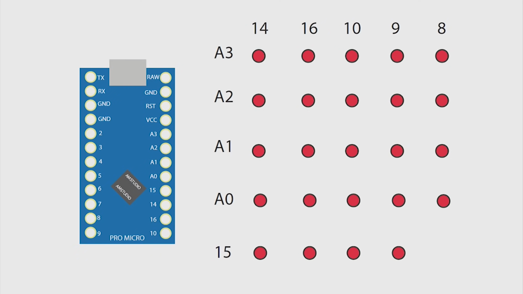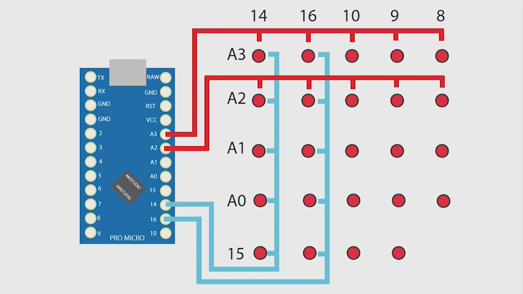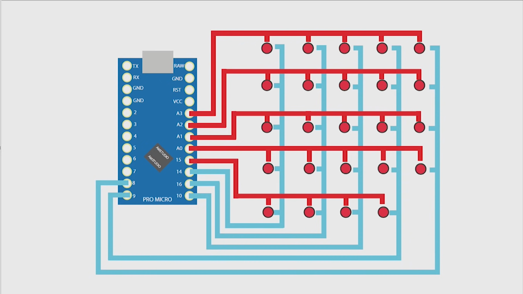Each button on the matrix will use one pin on the Pro Micro board from each of the groups. For example, the first button will use pin A3 and 14. The second button is connected to pin A3 and pin 16. The third button would then be connected to pins A3 and 10. This method will continue along the line. All the buttons will use one pin on the Pro Micro board from each group, creating the 5x5 matrix grid.